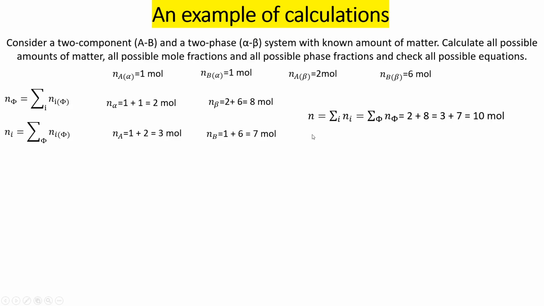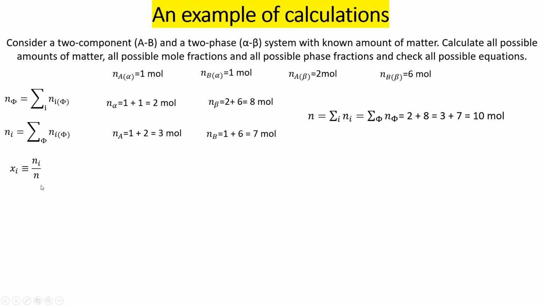Good. And now from here, let us calculate the total amount of matter in the system. You remember we can do it in 2 different ways. So we can add first the phases: 2 plus 8 is 10, or we can add the components: 3 plus 7 is also 10, because the 2 ways provide the same result, 10 moles. I'm sure I didn't make a mistake here.